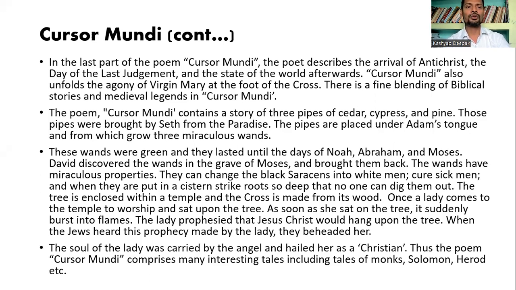The poem also unfolds the agony of Virgin Mary at the foot of the cross. There is a fine blending of biblical story and medieval legend in Cursor Mundi. The poem contains the story of 3 pips of cedar, cypress, and pine. These are names of trees. Those pips were brought by Seth from paradise, and they were placed under Adam's tongue, from which grew 3 miraculous rods. These rods were green, and they lasted until the days of Noah, Abraham, and Moses.